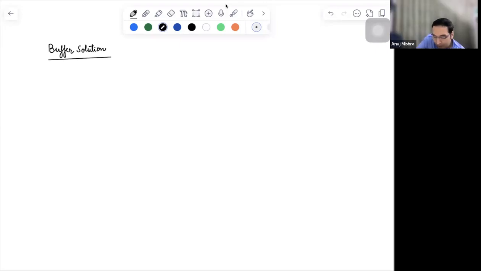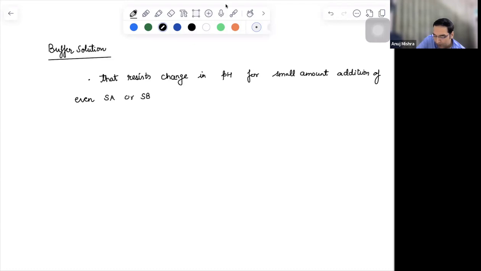ओके, लिखिए, फर्स्ट पॉइंट लिखिए. Buffer solutions are those solutions that resist change in pH for small amount addition of even strong acid or strong base.